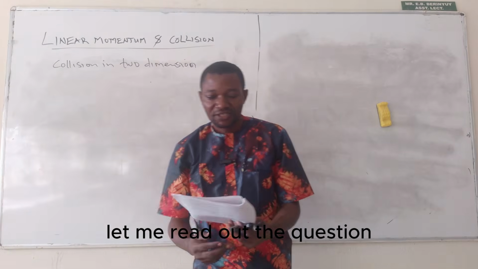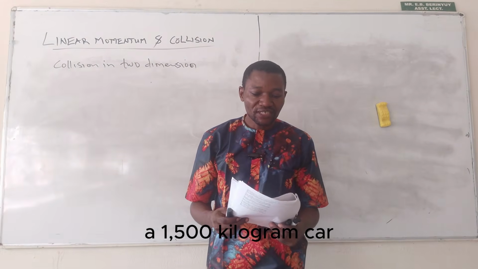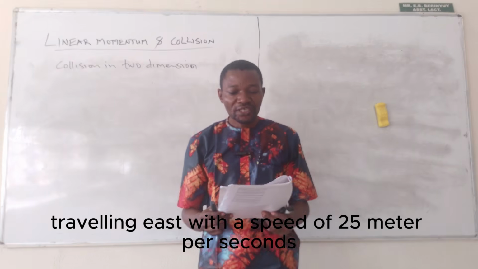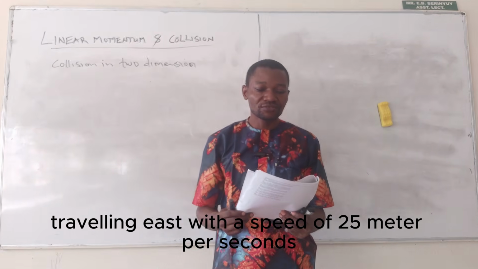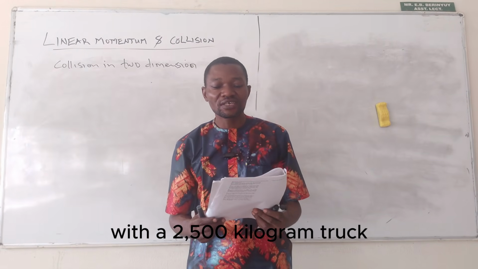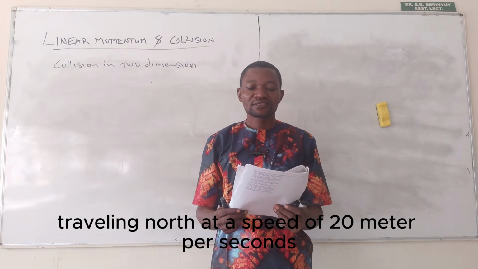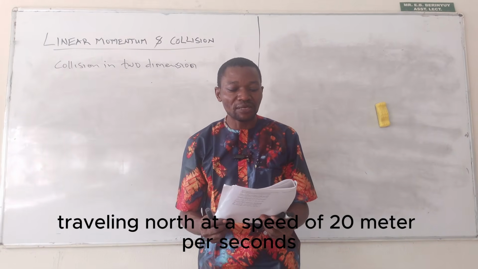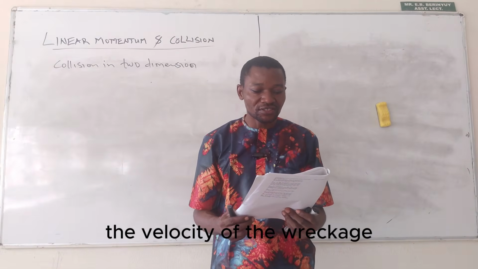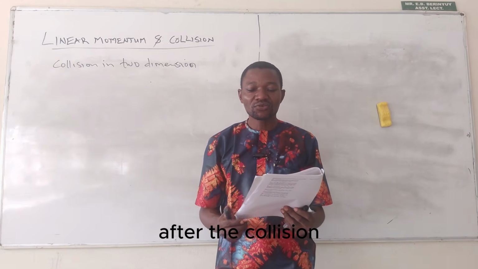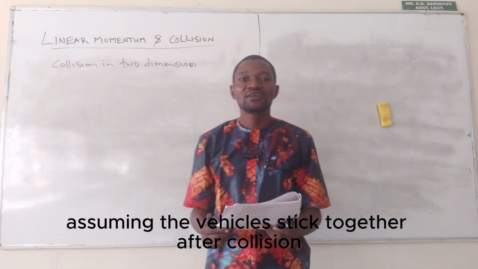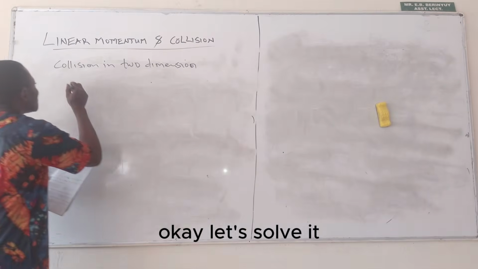Okay, let me read out the question. A 1,500 kilogram car traveling east with a speed of 25 meters per second collides at an intersection with a 2,500 kilogram truck traveling north at a speed of 20 meters per second. Find the direction and magnitude of the velocity of the wreckage after the collision, assuming the vehicles stick together after collision. Okay, let's solve it.